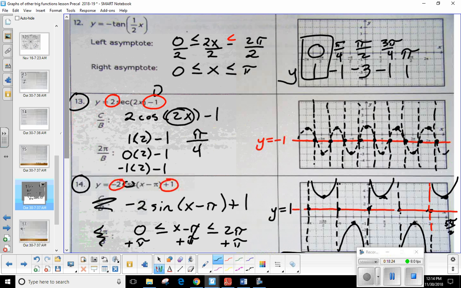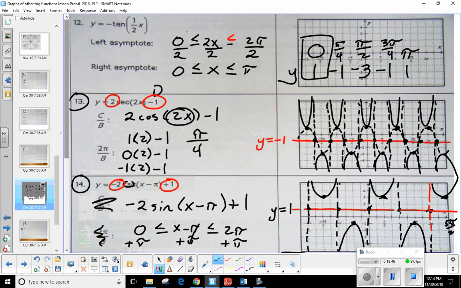Okay. Now there's something I'm forgetting here. How do I finish off the graph? My branches. Everywhere there's a maximum, I draw a branch opening up. So there's 1, 2, 3, 4. So I was able to fit 5 of those on that graph. And everywhere there's a minimum, I'm going to have a branch opening down. There we go. And then I can go back and erase the cosine graph.